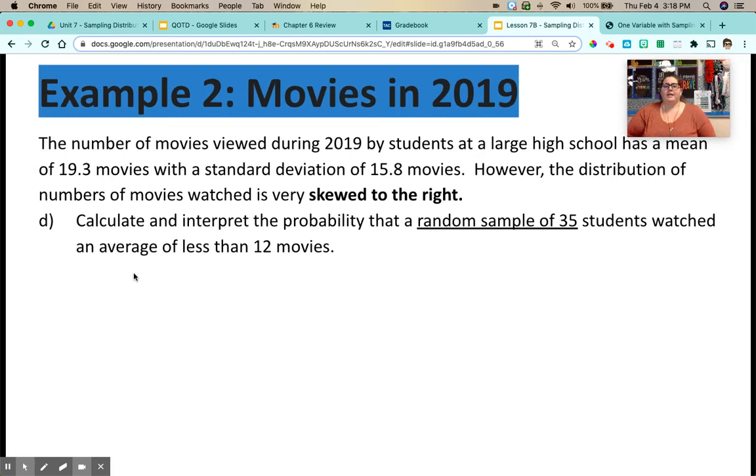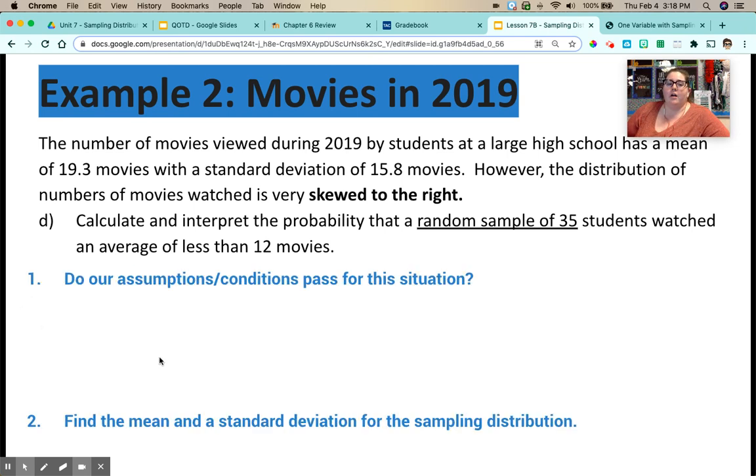So let's actually do that. Let's calculate that probability. Now is where we're going to follow those 4 steps. Those 4 steps I gave, like we did last time, are for sampling distribution problems, sample statistics, sample means, or sample proportions. So the first step is to check our conditions and assumptions.